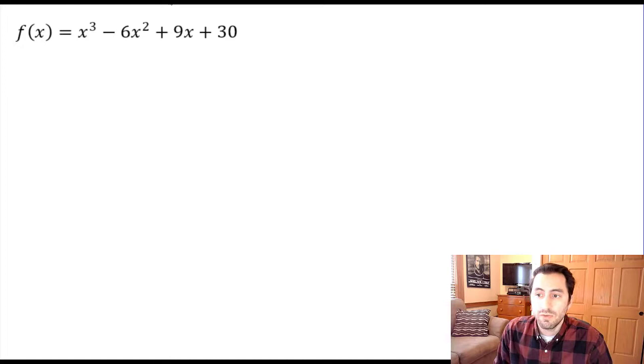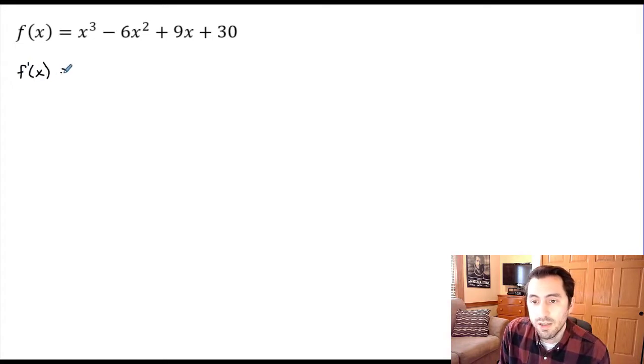So the first thing, to find the local extrema, we can use the first derivative test. For the first derivative test, we need to find the critical numbers, and then we're going to test the intervals to see if my function is increasing or decreasing on either side of the critical numbers. So the first step, let's find our first derivative. Using the power rule, we get 3x squared minus 12x plus 9.